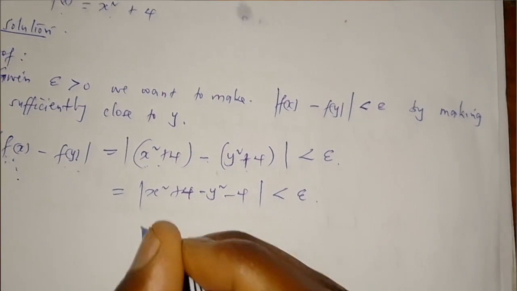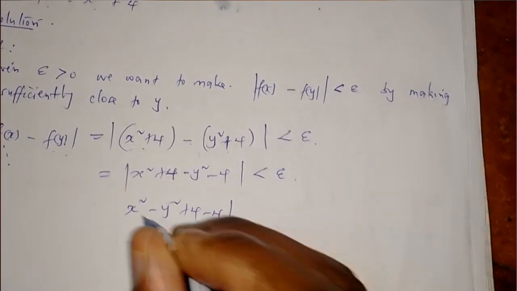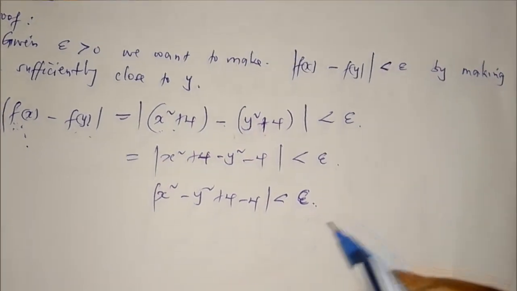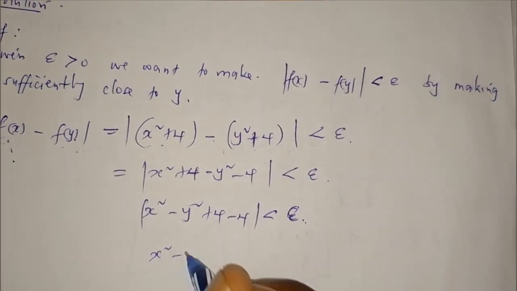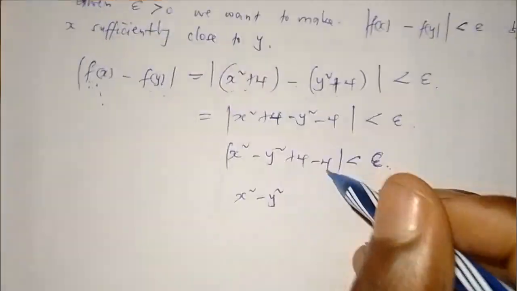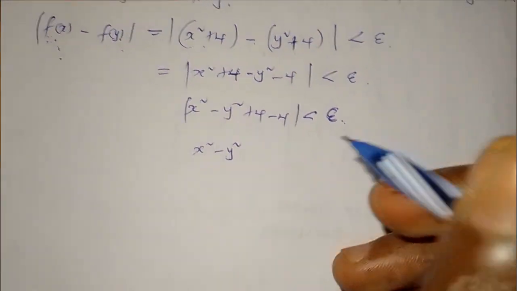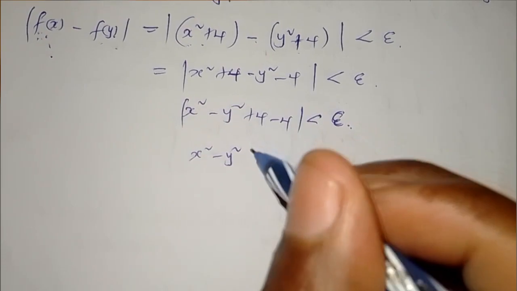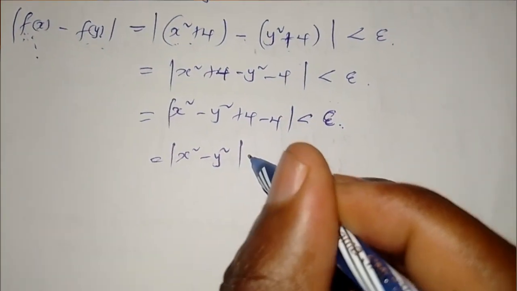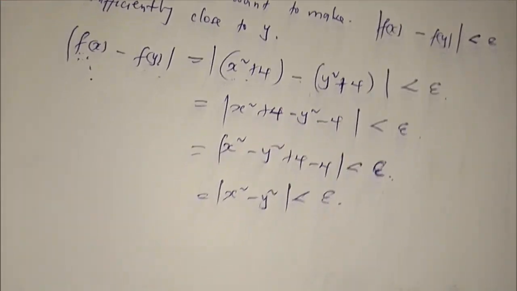So we collect like terms: x squared minus y squared plus 4 minus 4 is less than epsilon. Positive 4 minus 4 is 0. So we remain with |x squared minus y squared|, which is less than epsilon. Hope you understand.